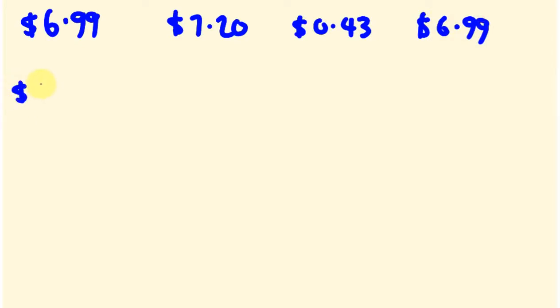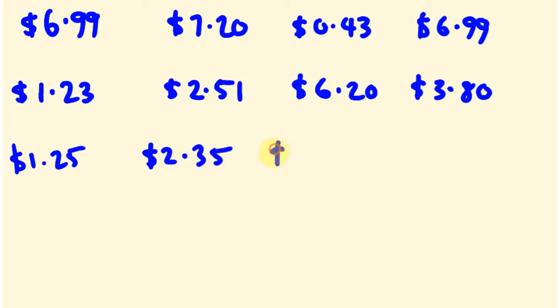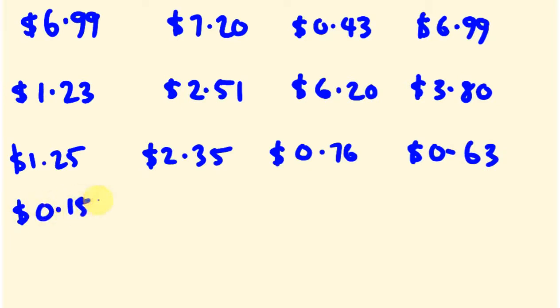Okay, what about $1.23, $2.51, $6.20, $3.80, $1.25, $2.35. What about 76 cents? And another one which is only 63 cents, and something which is only 15 cents. Let's add all these together.